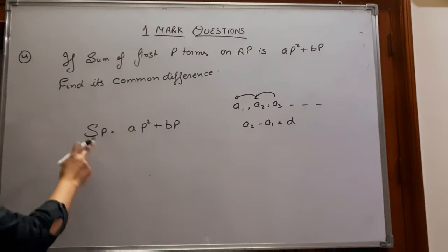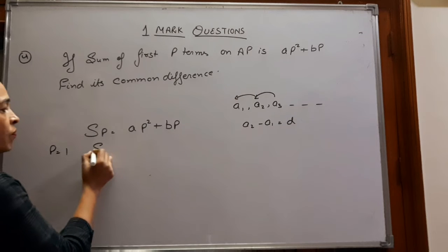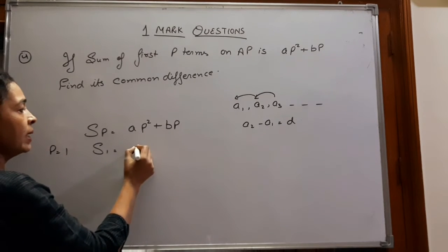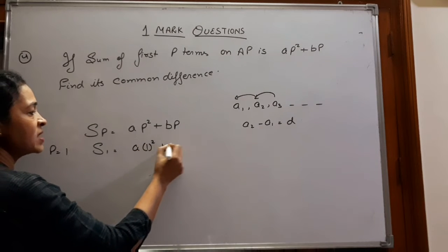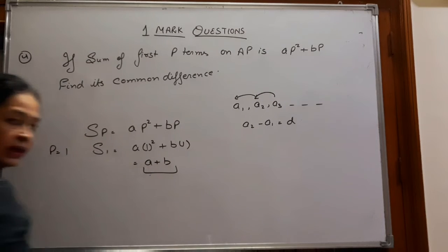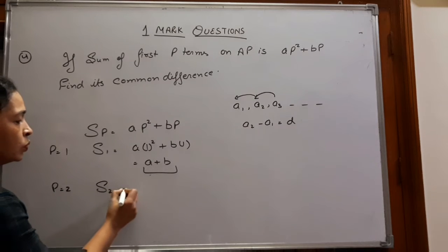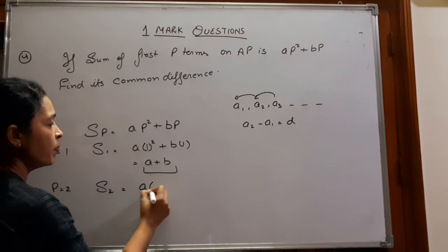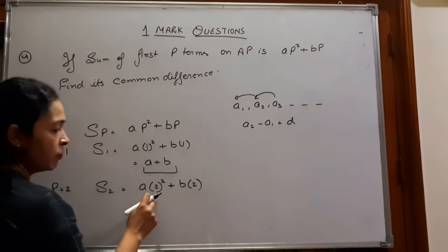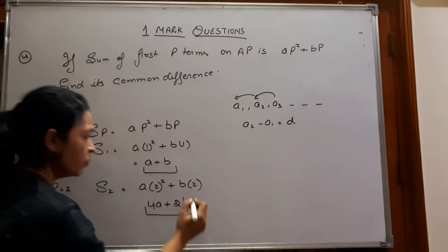Now we have given sum of p terms. Taking p as 1, sum of one term S1 is, in place of p we will write 1: a into 1 square plus b into 1. This is a plus b. Sum of one term is a plus b. Taking p as 2, sum of two terms is, in place of p we will write 2: a into 2 square, that is 4, so 4a plus 2b. This is the sum of two terms.